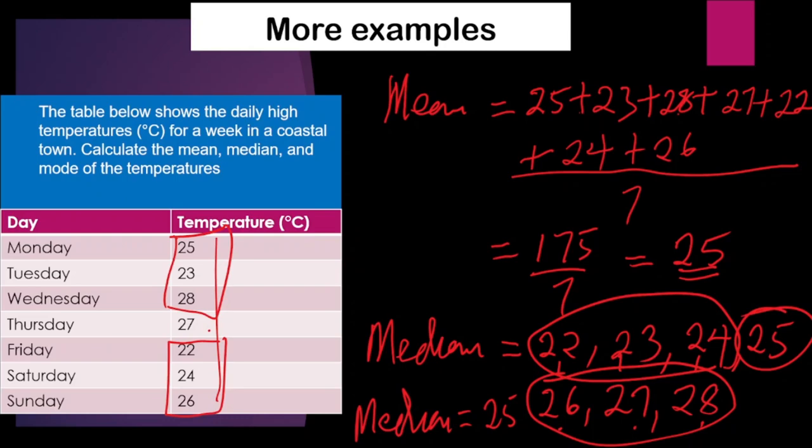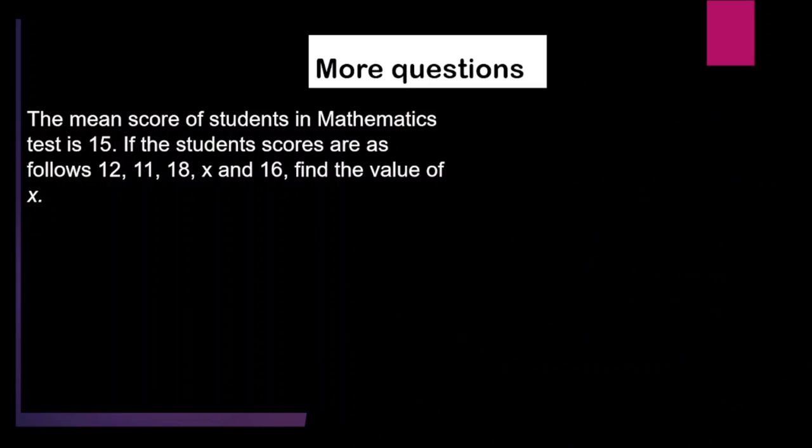So, okay, that's good. Let's look at one more example before we end this video. I hope you are getting this right. So we have this example here. The example says that the mean score of students in the mathematics test is 15. So if the student scores are as follows, which means we have 5 students in this: 12, 11, 18, x, and 16. Find the value of x.